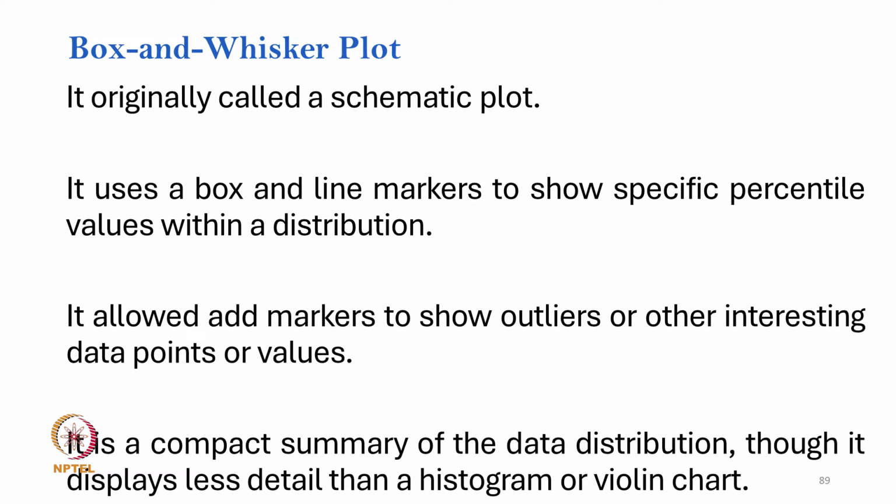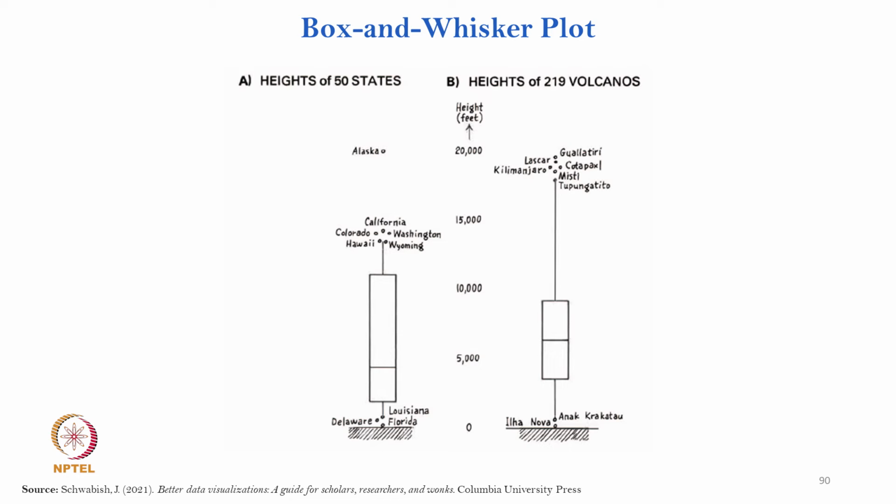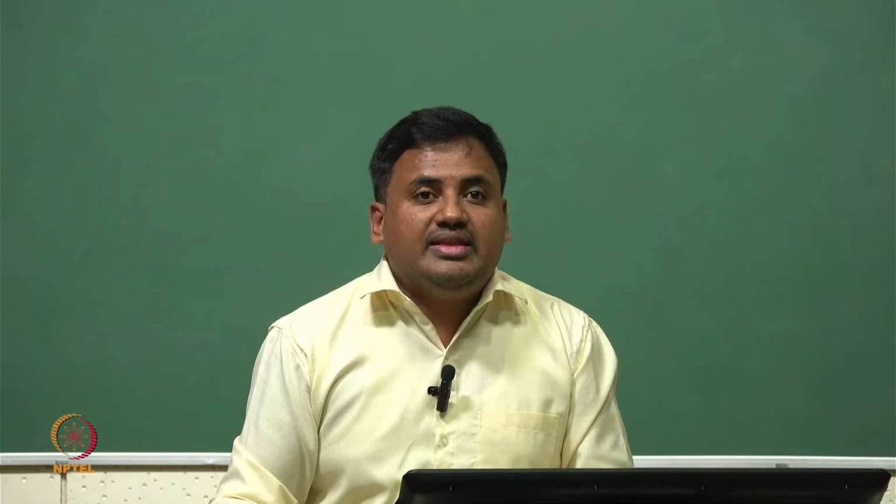The box and whisker plot. It was originally called the semantic plot. It usually uses a box and line markers to show the specific percentage values within the distributions. Then we can also add markers to show the outliers and other interesting data points and values in such kinds of visualizations. It is a compact summary of the data distributions, though it displays fewer details than the histograms or the violin charts.